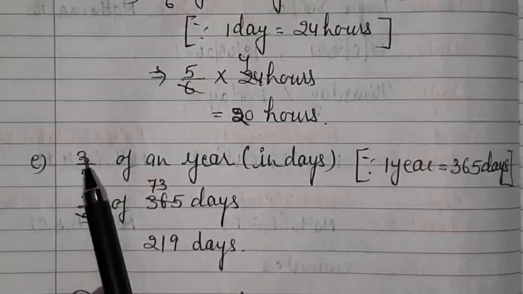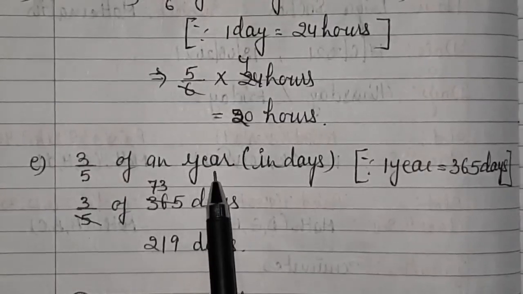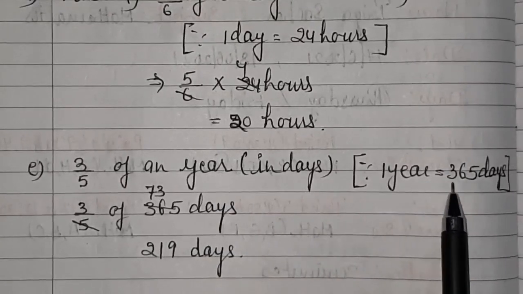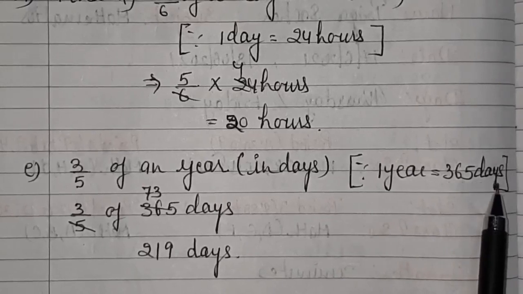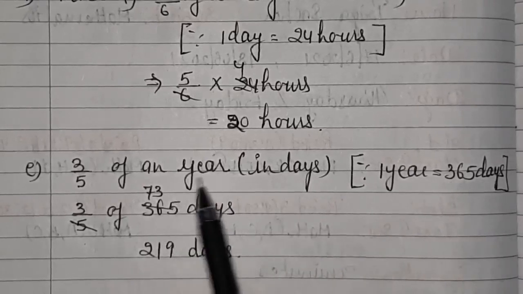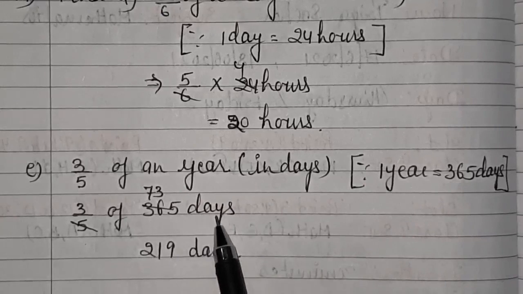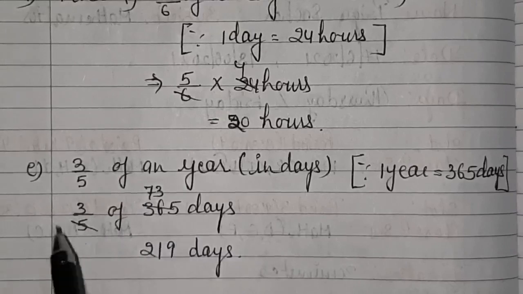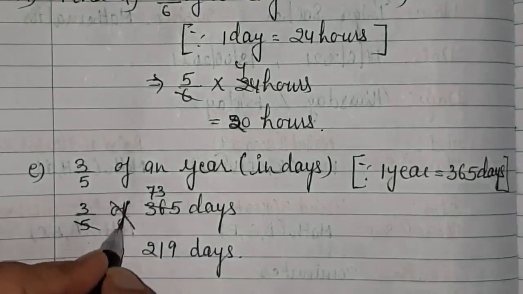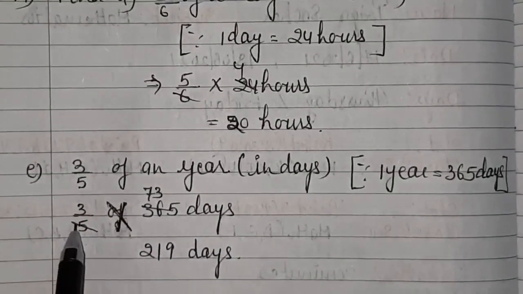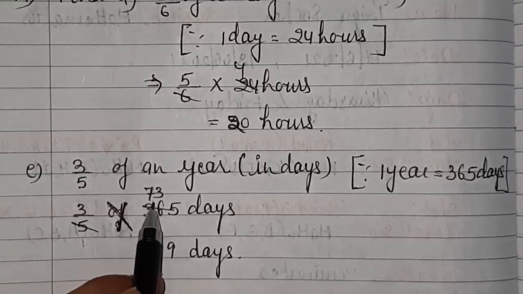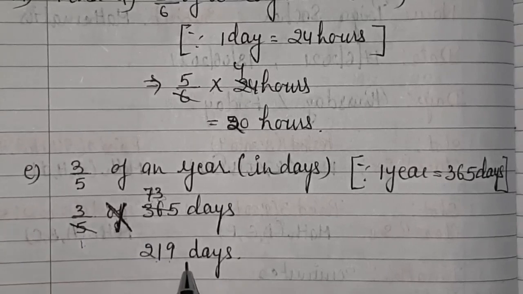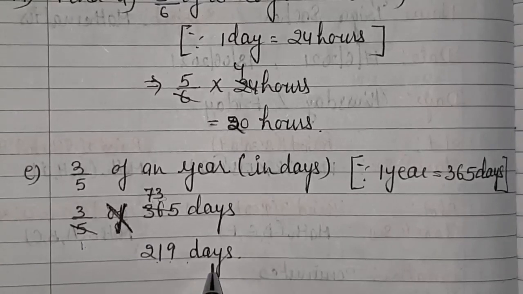Clearly the E part, 3 by 5 of a year and we have to find answer in days. We know that 1 year is equal to 365 days, right? So instead of a year, we can write 365 days. Of stands for multiplication. When we simplify, 5 1s are 5, 5 7s are 35, 5 3s are 15, 73 into 3 is 219 days is the answer, right?